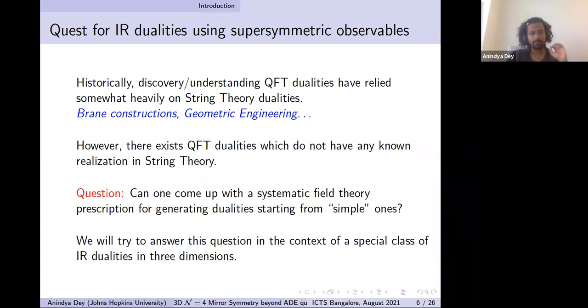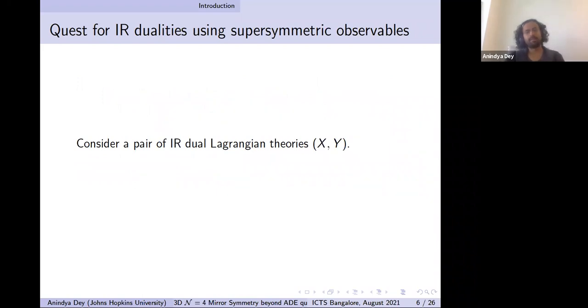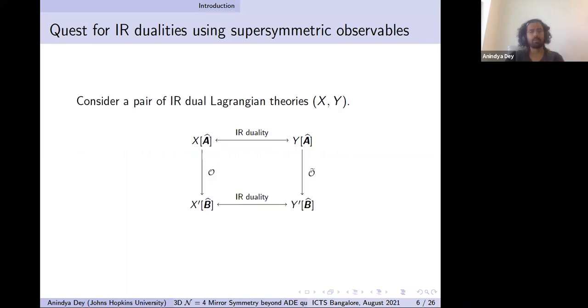Now, this is the question that I will try to answer in the context of a special class of IR dualities in 3 dimensions. To make things more precise, consider a pair of IR dual Lagrangians, X and Y. So X and Y are related by some IR duality. Now imagine I have an operation O that acts on X to give a new Lagrangian, X prime, such that this X prime flows to a new SCFT in the IR. So this O generates a map from one SCFT to another SCFT.